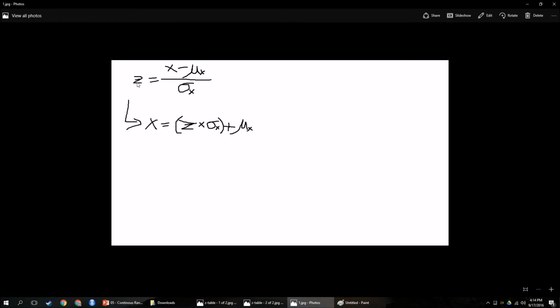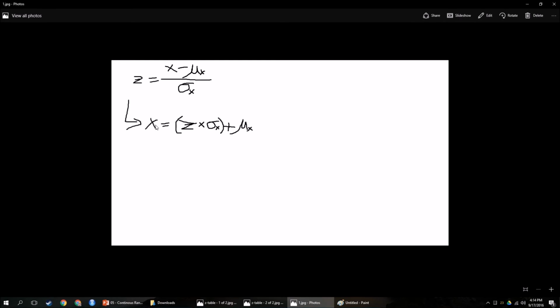Using this formula, z is equal to whatever x we're interested in minus the mean, over the standard deviation of that variable x. Well, then just by rearranging this formula, moving things around to solve for x, this is a formula we can use. Okay, and this isn't a new or novel formula. I just rearranged this formula to calculate the z, to standardize the variable x.